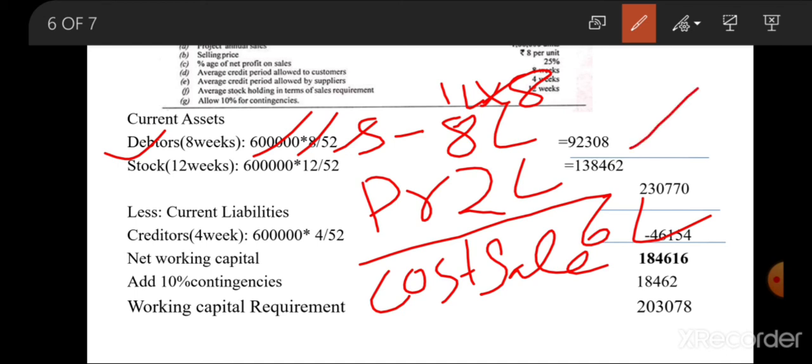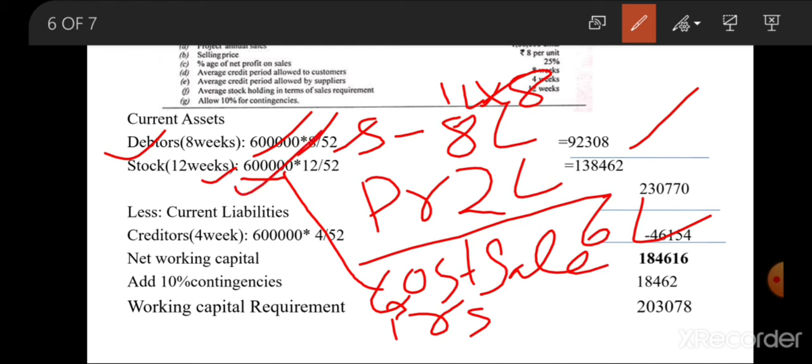Okay. Now you calculate the stock of finished goods. Stock of finished goods is equal to budgeted production in units into cost of goods sold per unit, multiplied by finished goods holding period, divided by 12 months. Here, students, remember that it is a trading concern. So this cost of sale is assumed to be your purchase.